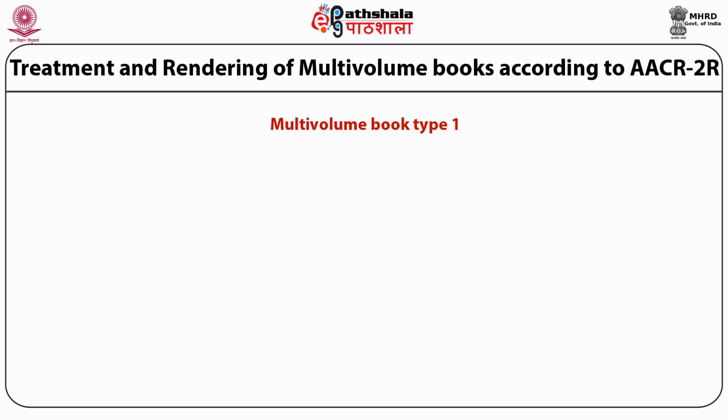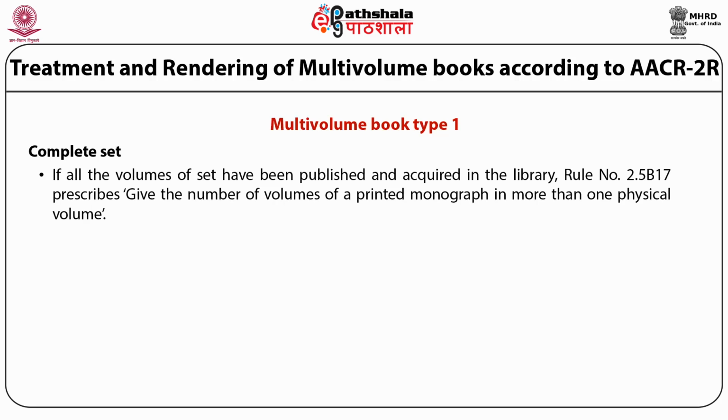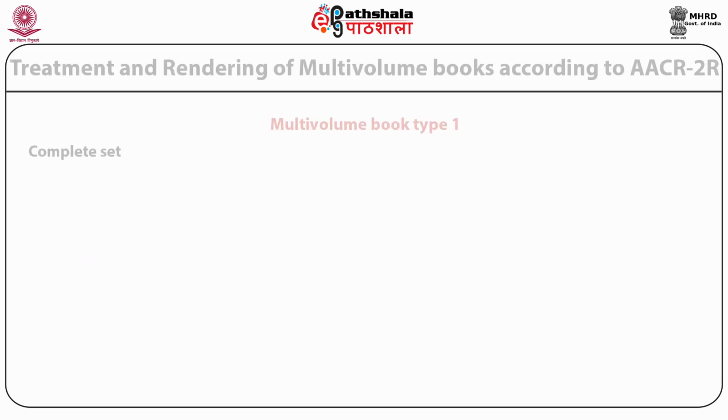Treatment and rendering of multi-volume books according to AACR-2R. Multi-volume book type 1, complete set. If all the volumes of a set have been published and acquired in the library, rule number 2.5B17 gives the number of volumes of a printed monograph in more than one physical volume. For example, 3v if the book is in 3 volumes, 5v if the book is in 5 volumes.